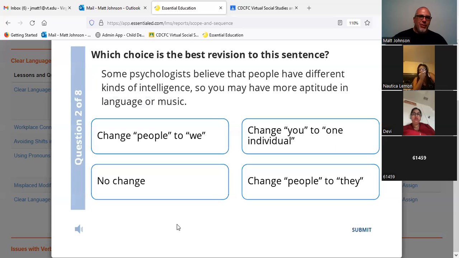Okay, and then which choice is the best revision to this sentence? So some psychologists believe that people have different kinds of intelligence. So you may have more aptitude in language or music. It'll be B. So we change you to one individual. So some psychologists believe that people have different kinds of intelligence. One individual may have more aptitude in language or music. Yes.